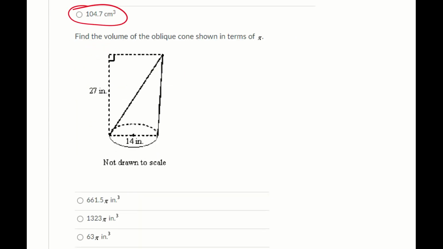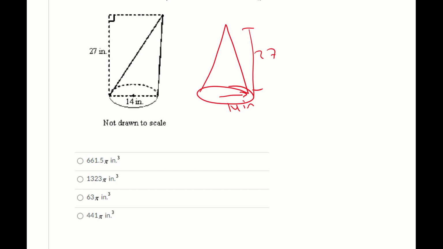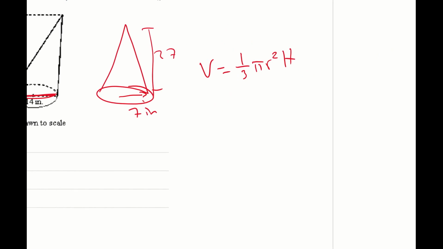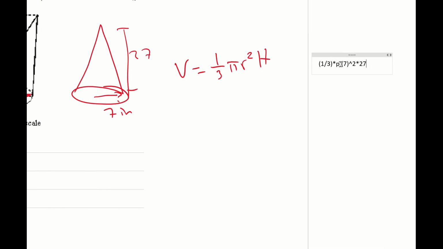Find the volume of the oblique cone shown in terms of pi. So the volume of an oblique cone is the same as the volume of a regular cone by Cavalieri's principle, with the same height and radius. Okay, and here I believe, let's make sure that this is the case. No, they said that the diameter of this cone is actually 14, so the radius has to be 7. Okay, so the volume of a cone, remember, is 1/3 pi r squared h, and so we can plug that in. So we get 1/3 times pi times 7 squared times 27.